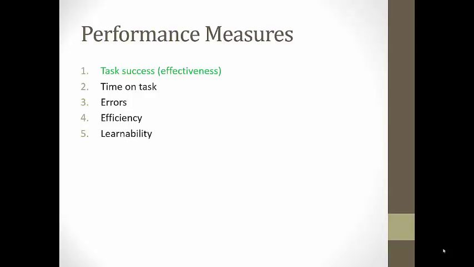Performance measures. There are going to be 5 different types of performance measures that we talk about today. 1, task success or effectiveness. 2, time on task. 3, errors. 4, efficiency. And then one other thing, learnability.